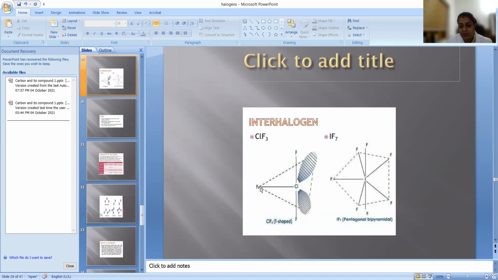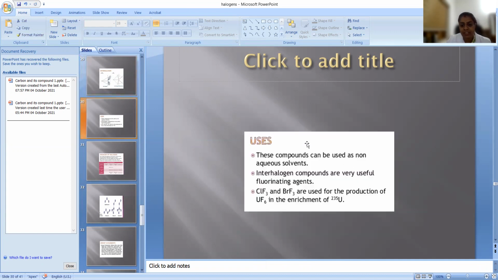If a lone pair occupied another position, more repulsion would be there. That is why they are arranged at maximum distance to avoid repulsion, and we get a T-shaped molecule. IF7 has a pentagonal bipyramidal shape. Shape is important.